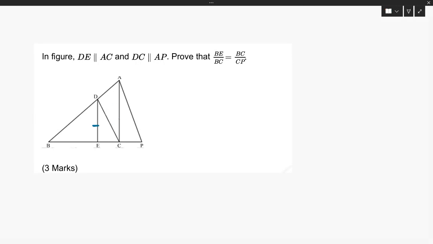DE is parallel to AC and DC is parallel to AP. How are we going to work with this? See, whenever one side of a triangle is parallel to a line which is in between, that means we can use BPT, the basic proportionality theorem. Are you okay with the basic proportionality theorem or have you forgotten? Okay, chalo, let's see what we can do here.